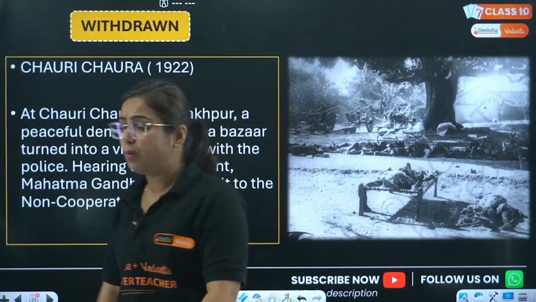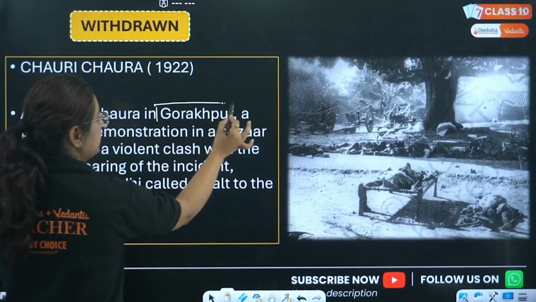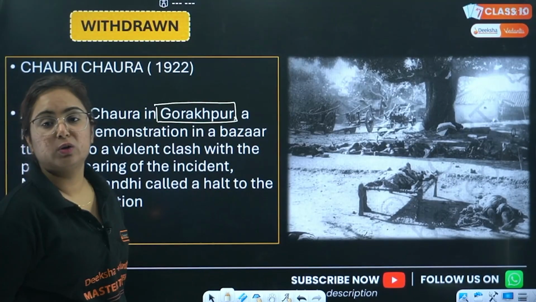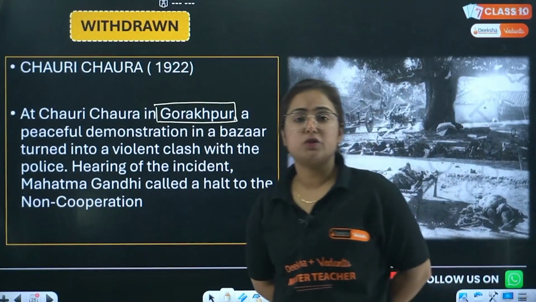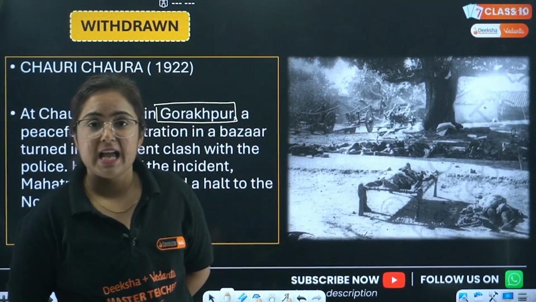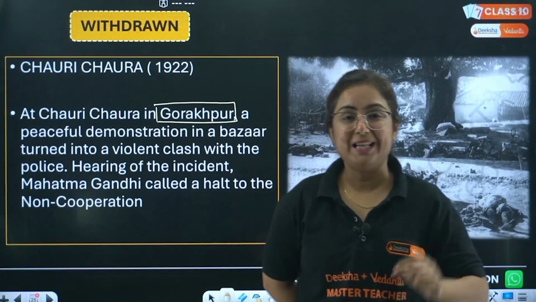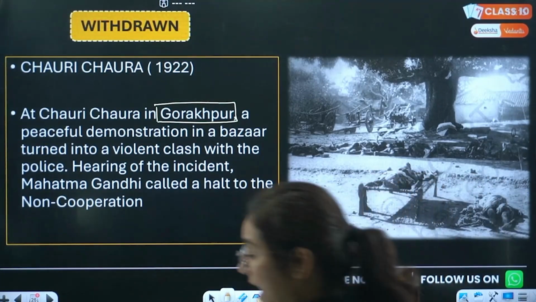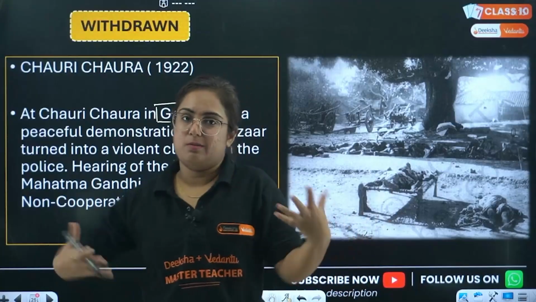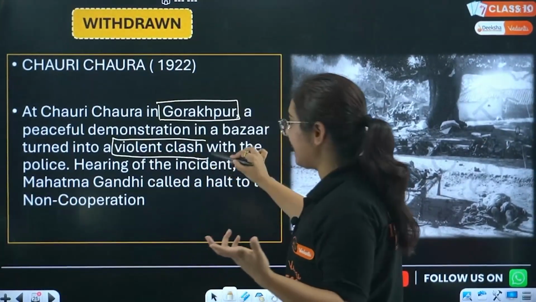Okay, now what happened at Chauri Chaura? Chauri Chaura is a place in Gorakhpur, in Uttar Pradesh. As a part of this non-cooperation movement, what was happening? A peaceful demonstration was going on in the bazaar, and then what happened? The Britishers were not peaceful at all. So the Britishers started this violent clash.